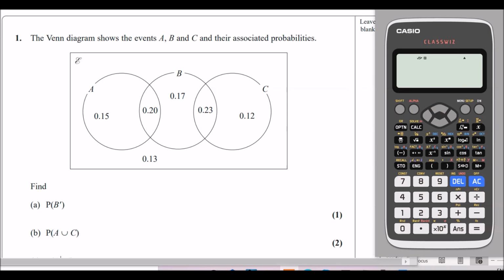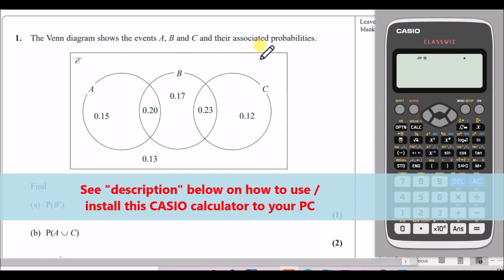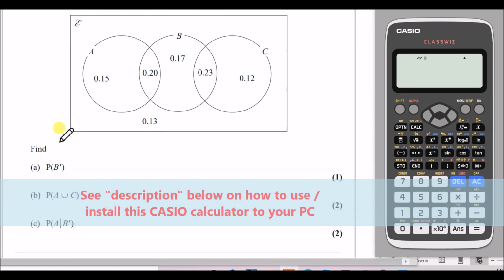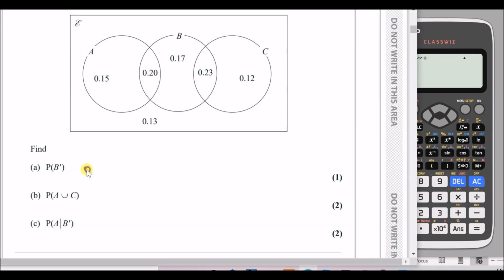Okay, number 1. The Venn diagram shows the events A, B, and C and their associated probabilities. In part A, they want us to find the probability of not B. The apostrophe just means everything outside the B circle. We have 3 values: 0.15, 0.13 and 0.12. We just have to add all these values up, and when you do that, you should get 0.4. So that's nice and easy.